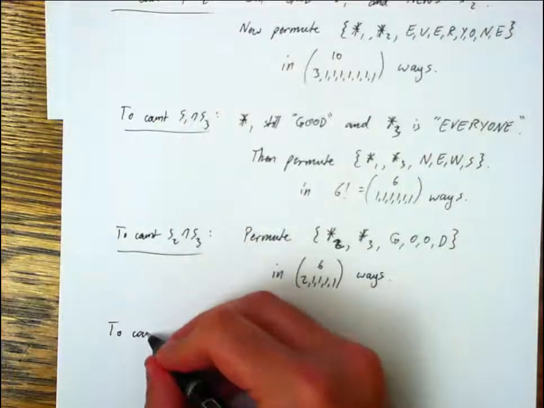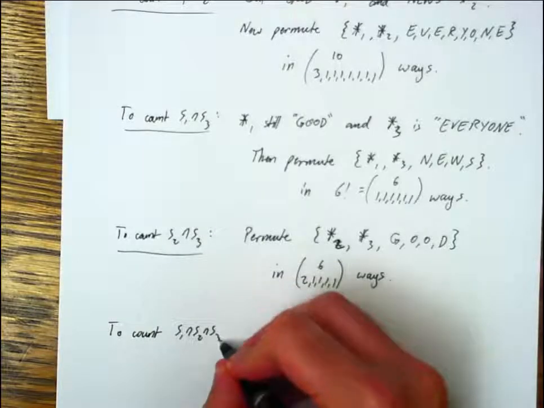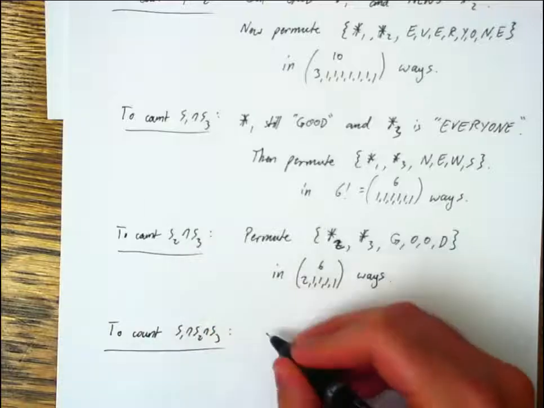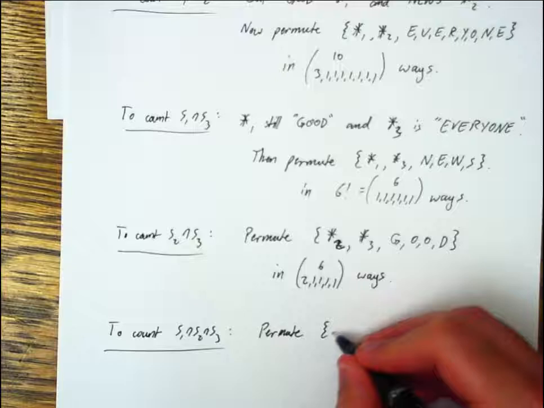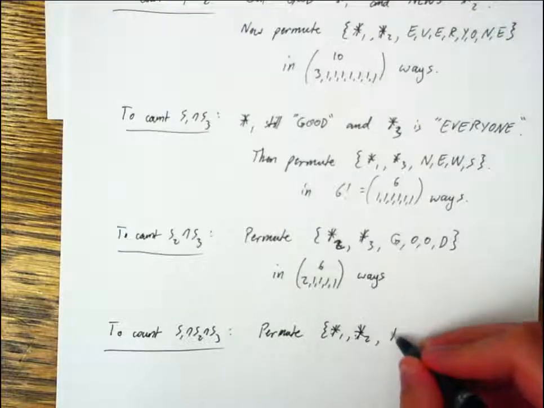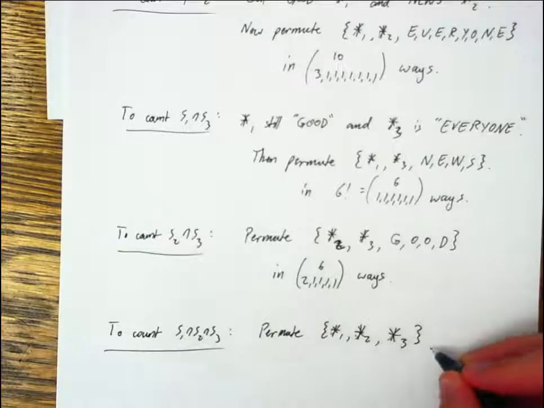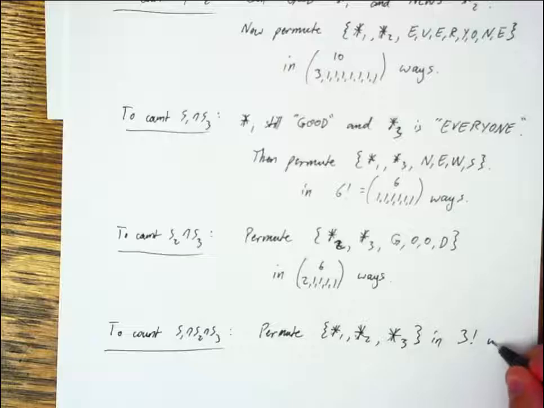Finally, we count the triple intersection, S1 intersect S2 intersect S3. This is literally just permuting the stars, star 1 through 3. And we know how to do this. This is 3 factorial ways. Okay? Not too shabby. So those are all the individual counts.